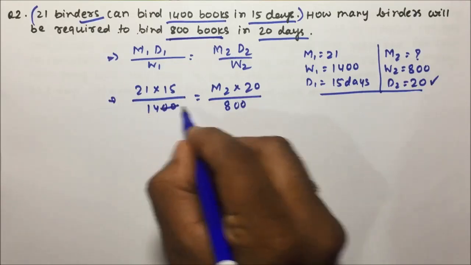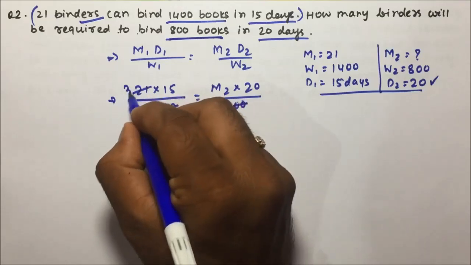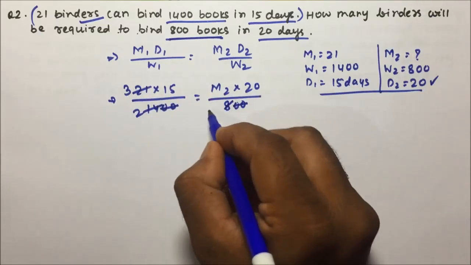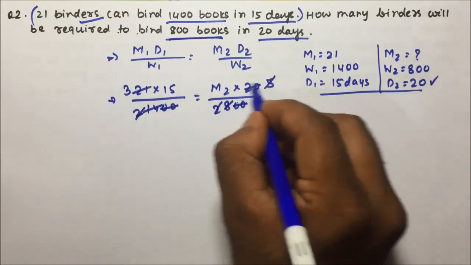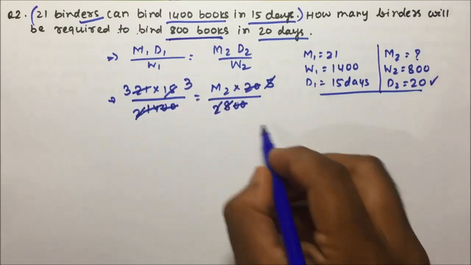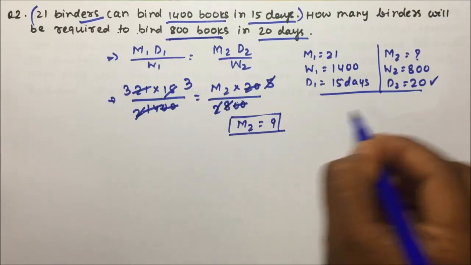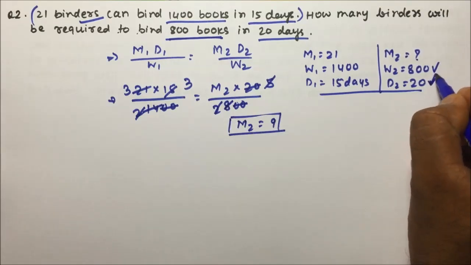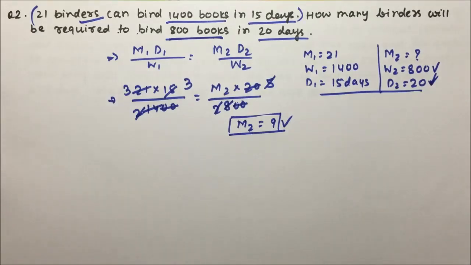Now friends, you can see 20 and 20 cancel, and then 7 twos are 14, 7 threes are 21, and from here 4 twos and 4 fives, 2 and 2 cancel, and 5 will cancel, leaving 3 times. So the number of binders required to bind 800 books in 20 days is 9. So 9 will be the correct answer for question number 2.